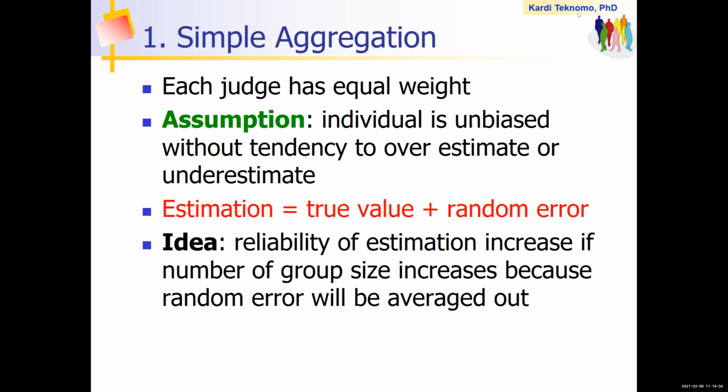And why do we need to make a group decision? There is an assumption here that the individual is unbiased, without a tendency to overestimate or underestimate. So when we estimate something, there is a certain true value and a certain random error. The idea of simple aggregation is that the reliability of your estimate increases if the group size increases, because the random error can be positive and negative, and will be averaged out.